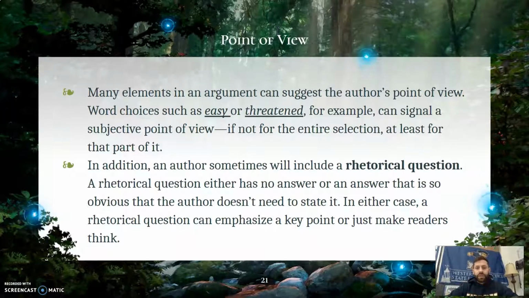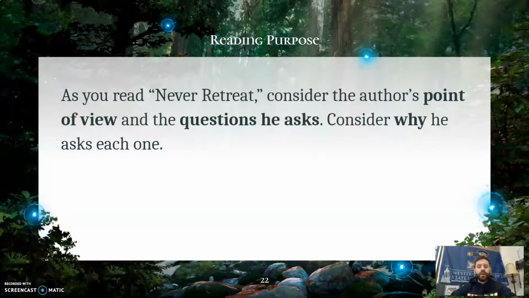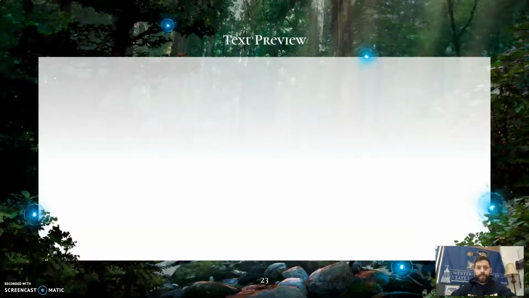Additionally, sometimes an author is going to include a rhetorical question. A rhetorical question either has no answer or an answer that's so obvious that the author doesn't need to state it. In either case, a rhetorical question can emphasize a key point or just make readers think. As you read Never Retreat, the text for today, consider the author's point of view and the questions he asks. Consider why he asks each one.